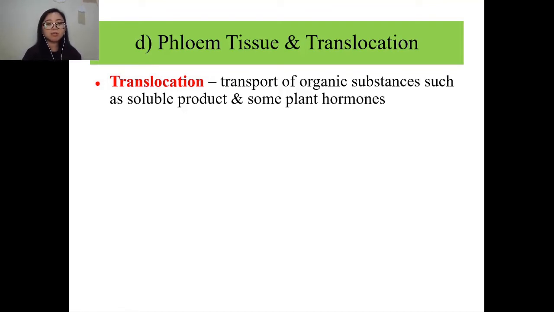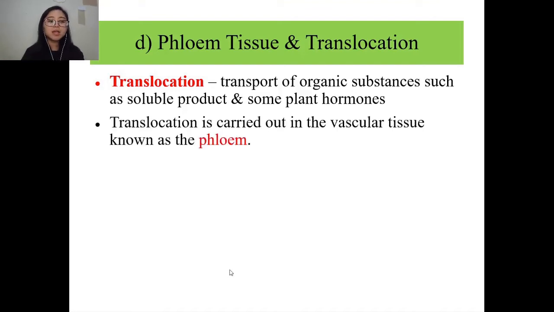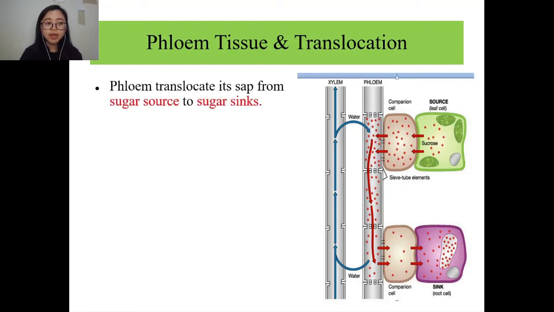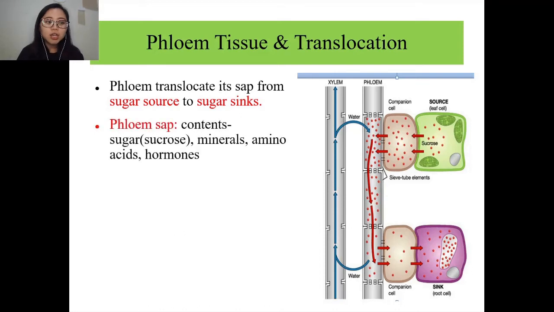Now we only learn about how materials in phloem are transported. So translocation is carried out in the vascular tissue known as the phloem. And this is the diagram that we are going to use to explain translocation. Okay, so first we are going to start with the source and sink. Phloem will translocate its sap from sugar source to sugar sink. Apa benda ni? Sugar source, sugar sink.